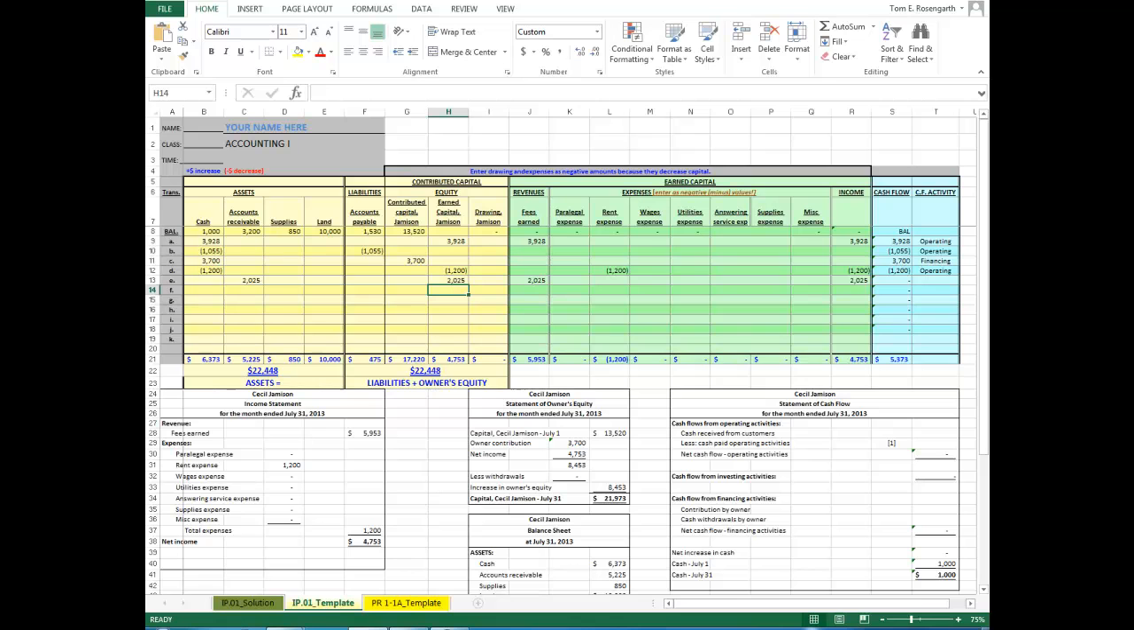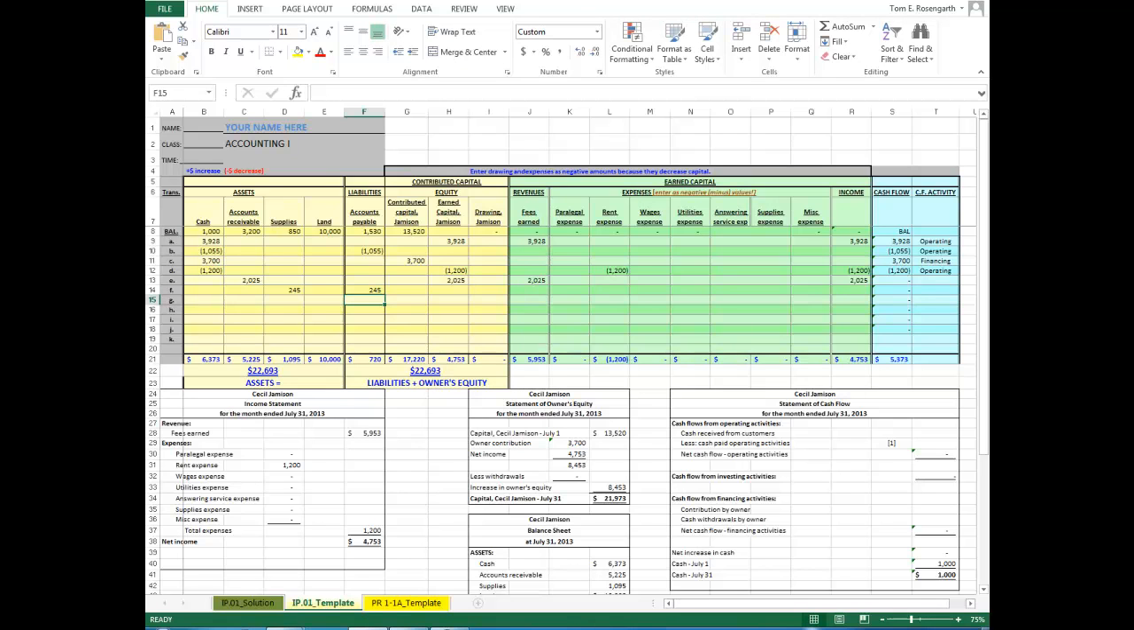Let's look at transaction F. Cecil Jameson's business purchases supplies on account, $245. So the asset supplies would be increased, and because the supplies were purchased on account, meaning that Cecil Jameson's business promised to pay for them later, a liability account, accounts payable, will have been increased.